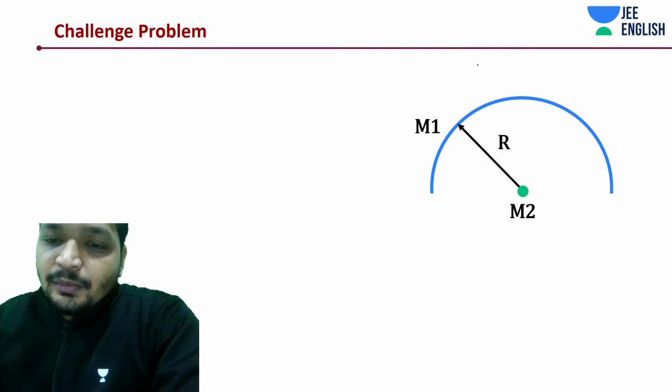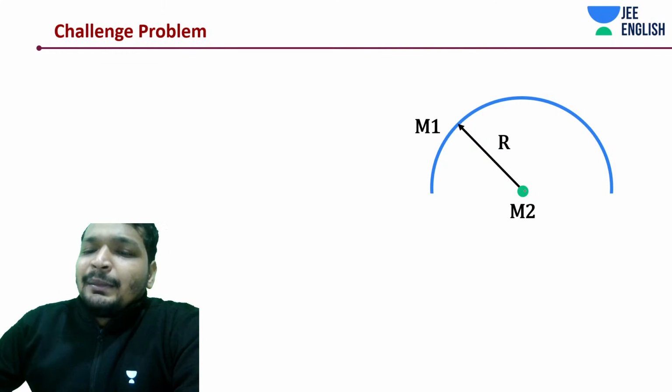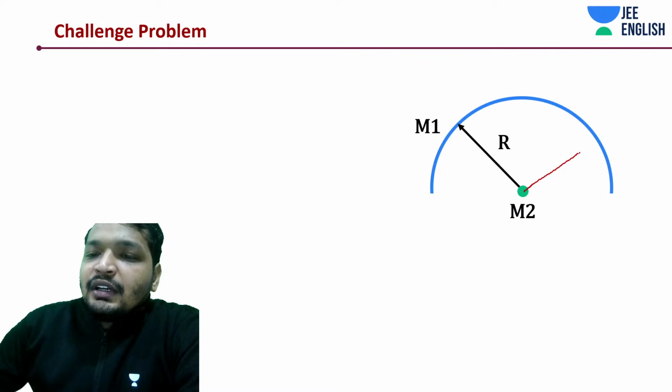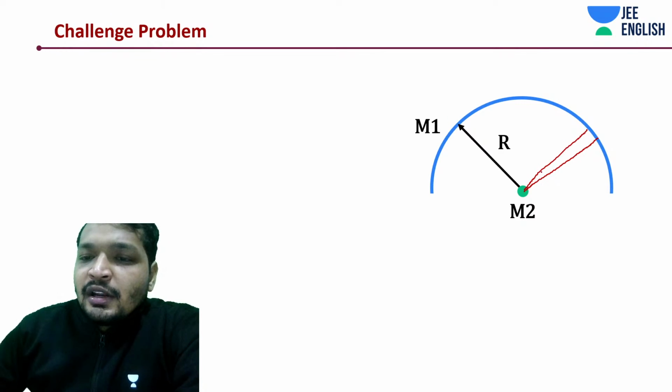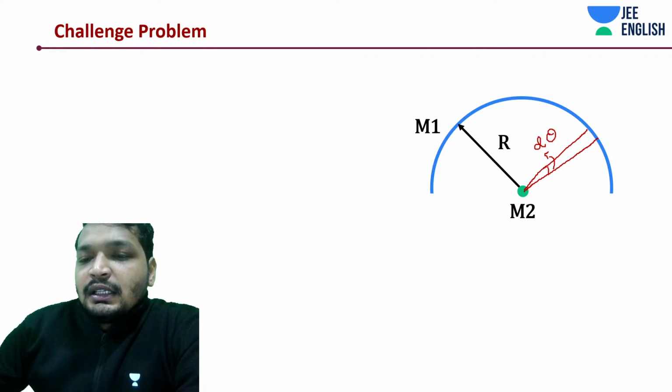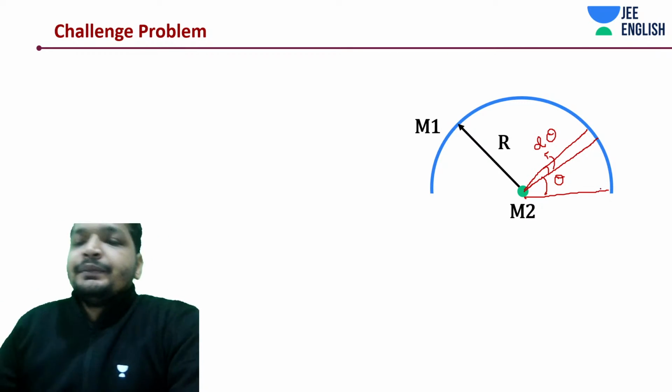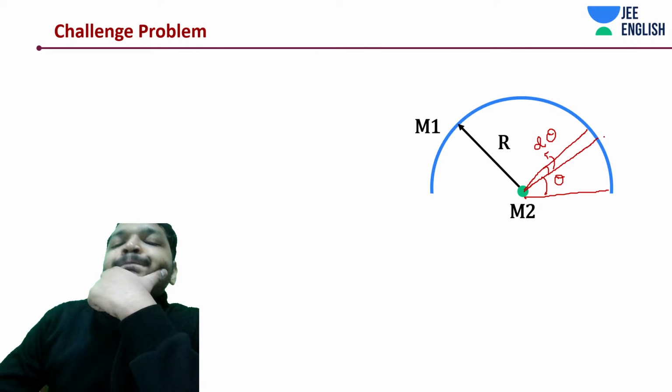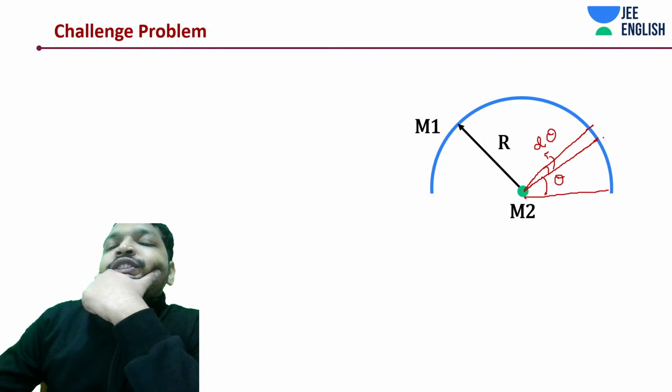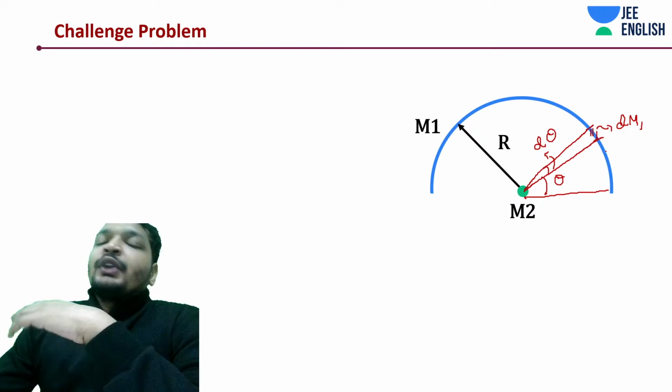Alright. Now the thing is integration. When it comes to integration, there are two ways to go about it, mathematically, in terms of limits and so on. I'm going to take a small element d theta at an angle theta, and I'm going to say this is a small element. The small element has a mass dm1. Either you can go by 2F sine theta.